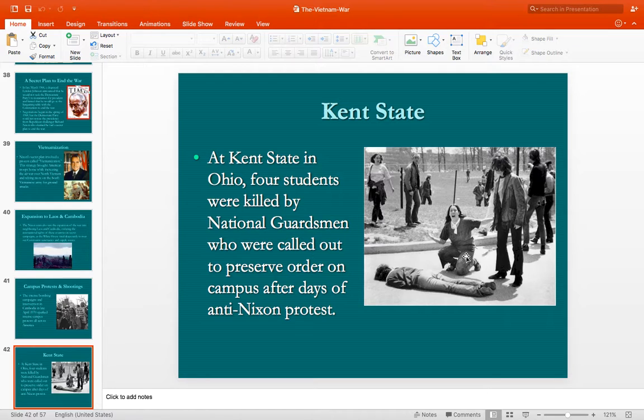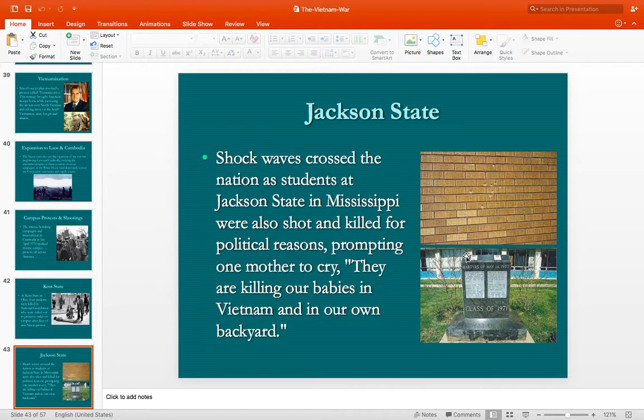And it's only after Kent State, when the war unofficially begins in '56, officially begins in '64, it's only after 1970 that we really start to see in the polls that Americans no longer support the war. It takes a while before the population gets there. Shock waves across the nation, certainly, as people are shocked at what happened at Jackson State in Mississippi. People are also shot and killed, prompting one mother to famously cry, "They are killing our babies in Vietnam and in our backyard."